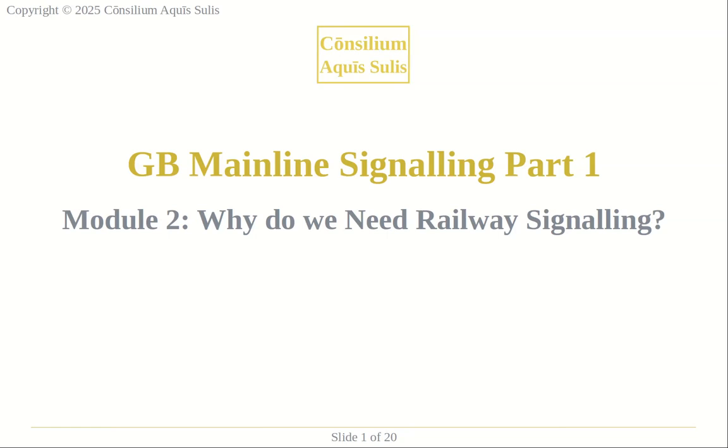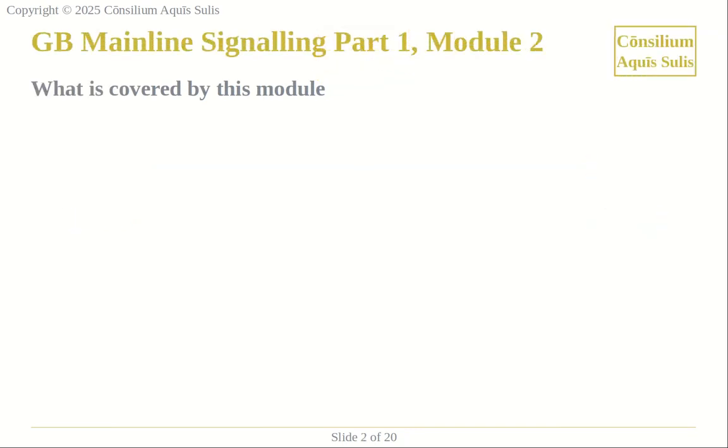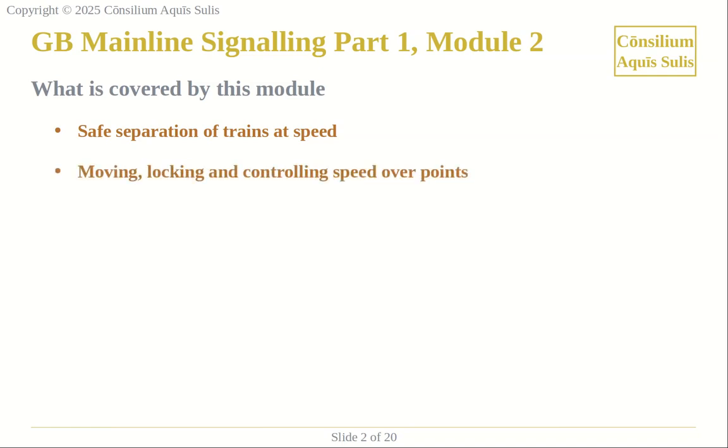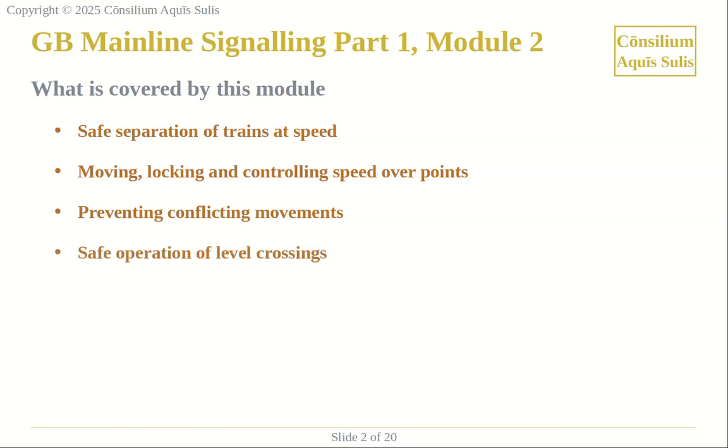In this module, we're going to answer the question, why do we need railway signalling? And I'm going to give you 4 different reasons. The first is to control the safe separation of trains at speed. The second is to move, lock and control speed over points at junctions. Third is to prevent conflicting movements over junctions and bidirectional sections of track. And the final is to ensure the safe operation of level crossings.